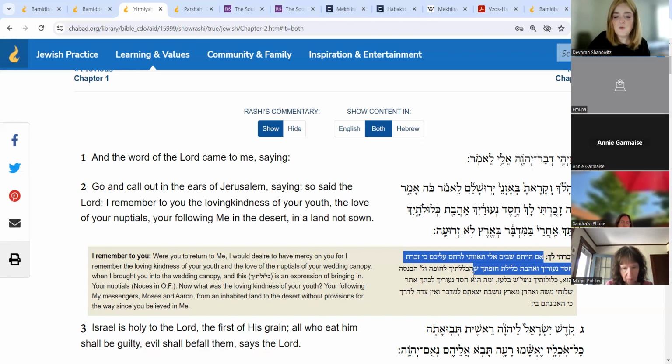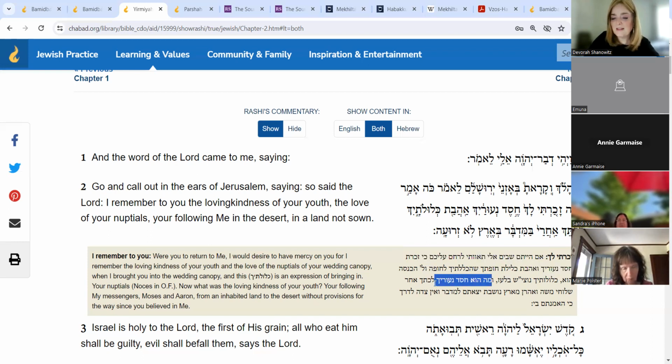And what was it that you went into a land that was not sown? Okay, and Rashi says, what is this great kindness that you did for me? That you went after Moses and Aaron. You followed them into the desert. You left a civilization. You left an inhabited land, which was what? Egypt. You went into the desert.